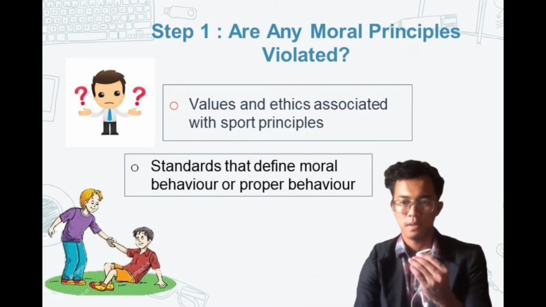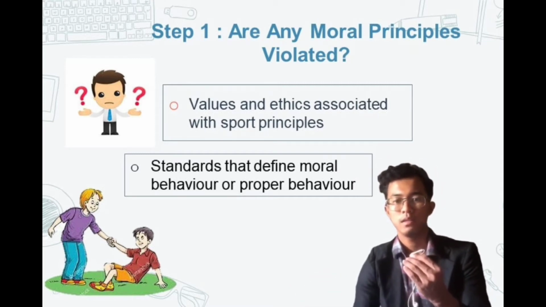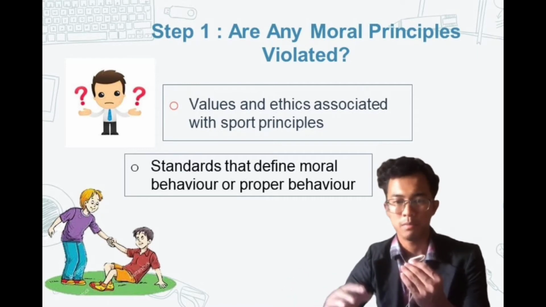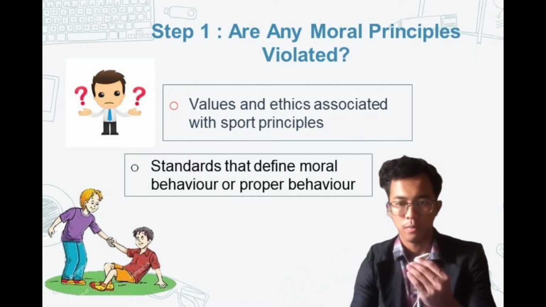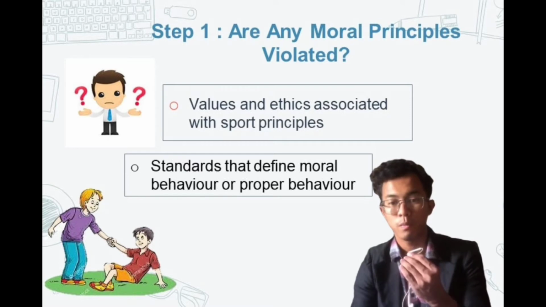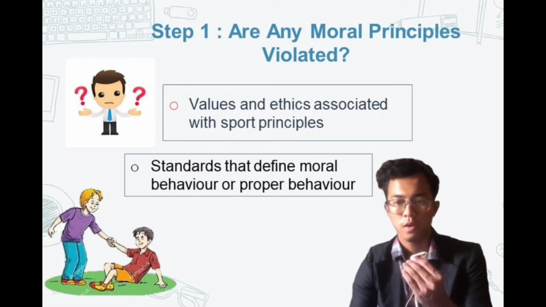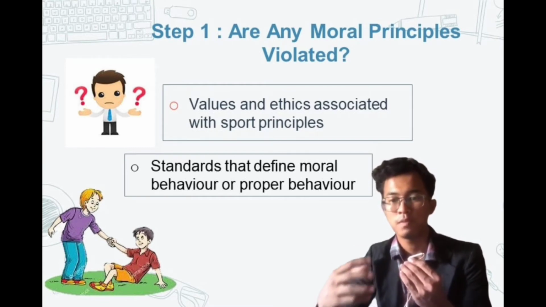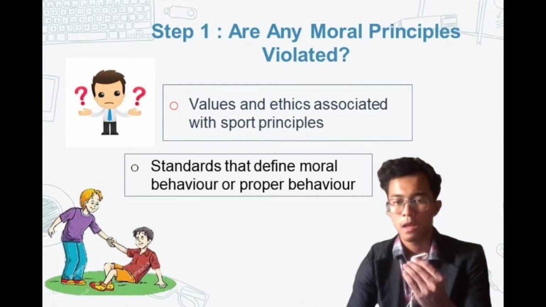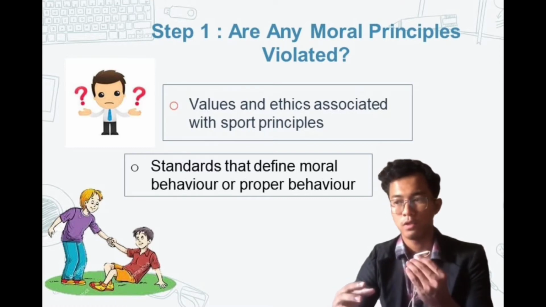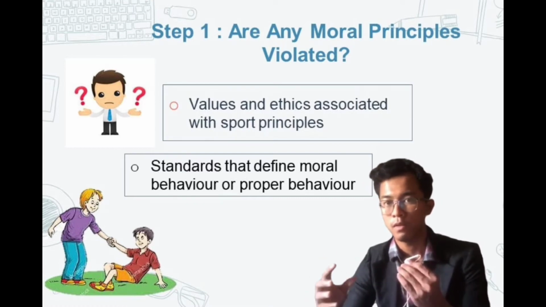So the first step is, are any moral principles violated? This step refers to the values and ethics associated with sport. A principle is a basic truth, law or policy. The principle is the standard to define moral or proper behavior. For example, when your friend gets into trouble, you as a friend have a responsibility to help them out. You can make a decision related to this value, ethic and principle as I have mentioned before. So you have a choice whether to help them or leave them.